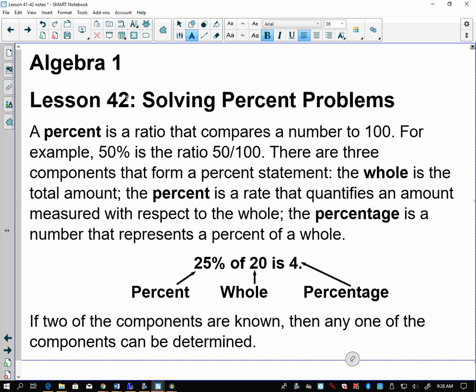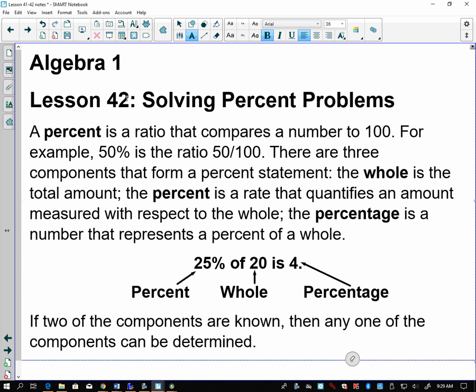All right, Algebra 1. A percent is a ratio that compares a number to 100. It's a number that we'd put over 100. For example, 50% is the ratio 50 over 100, which we could reduce to get a fraction of 1 over 2, correct? There are 3 components that form a percent statement.